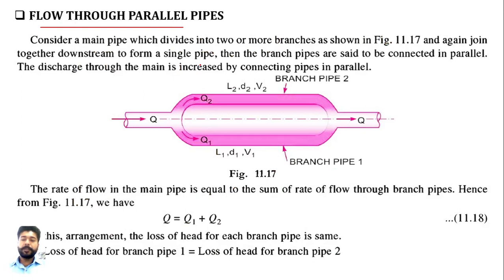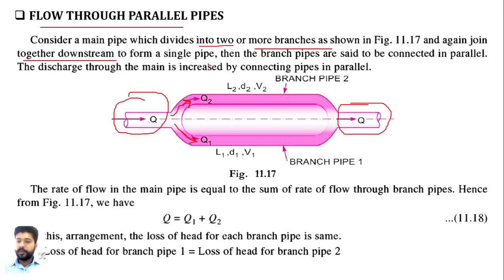And the last topic is the flow through parallel pipes. Consider a main pipe, which divides into two or more branches. So water goes through one side over here and another one over here, as shown in this figure. Again they join together downstream to form a single pipe. Then the branch pipes are said to be connected in parallel. So this one is somewhat like a parallel connection.